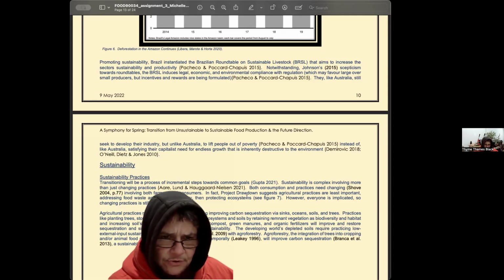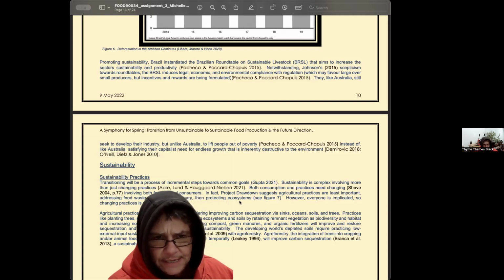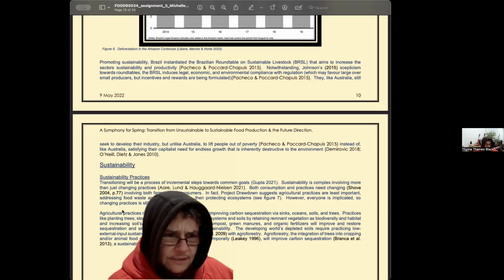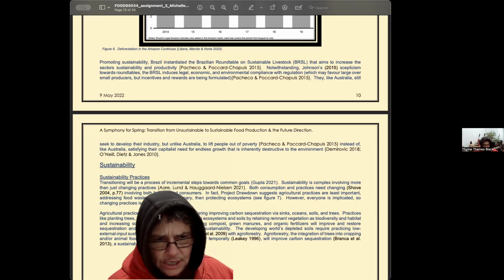In fact, Project Drawdown suggests agricultural practices are least important; addressing food waste and diets are primary, then protecting ecosystems, see figure 7. However, everyone is implicated, so changing practices is still important. Agricultural practices need changing when considering improving carbon sequestration via sinks: oceans, soils, and trees.